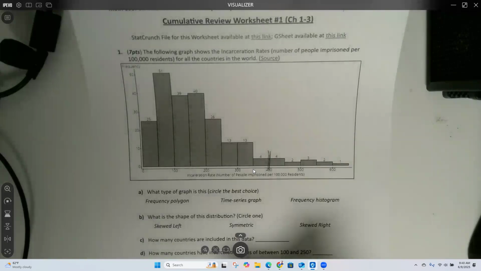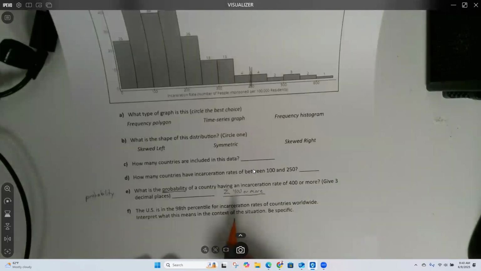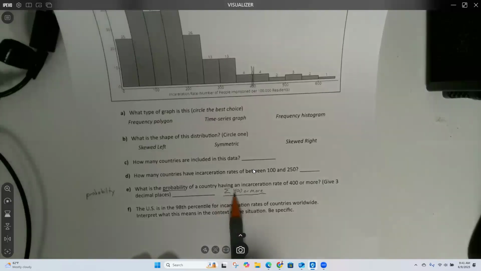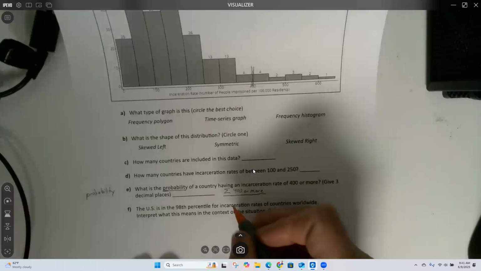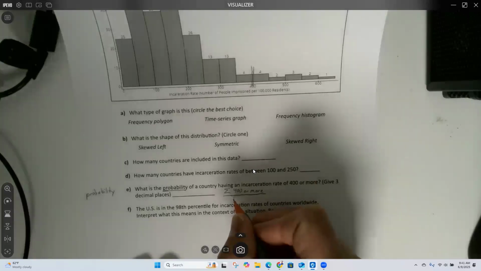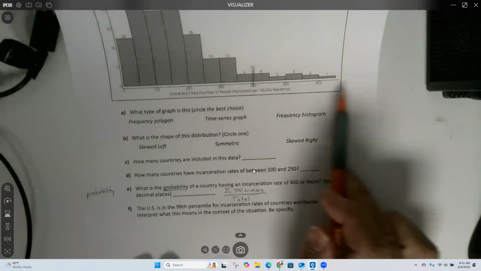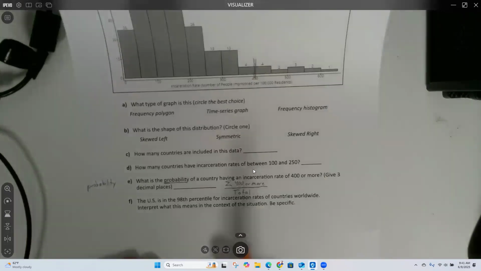So I'm going to use just the symbol right here. Oh, you guys can't see that. There we go. Probability is a fraction. In the numerator I'm going to put the sum, which is this sigma. You're going to sum up everything from 400 or more, divided by the total. Total is add them all up. Should be no problem.